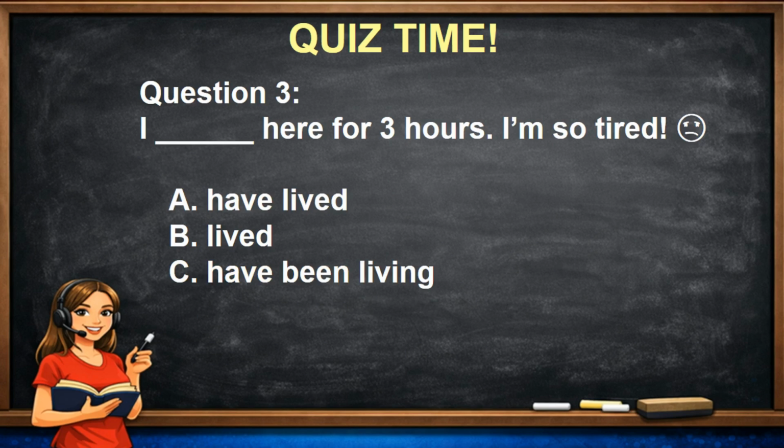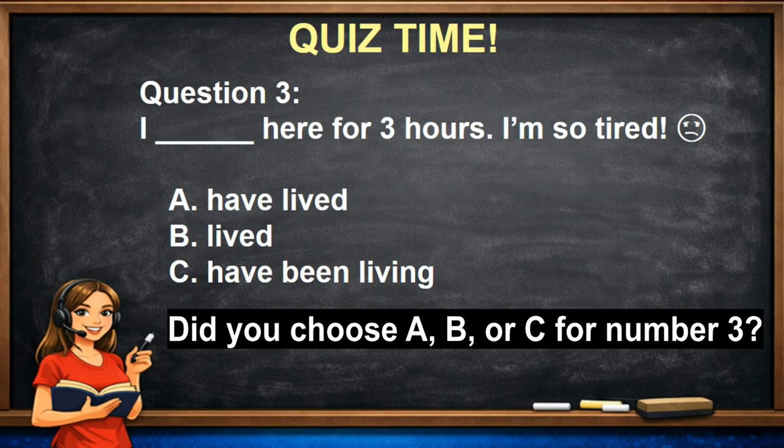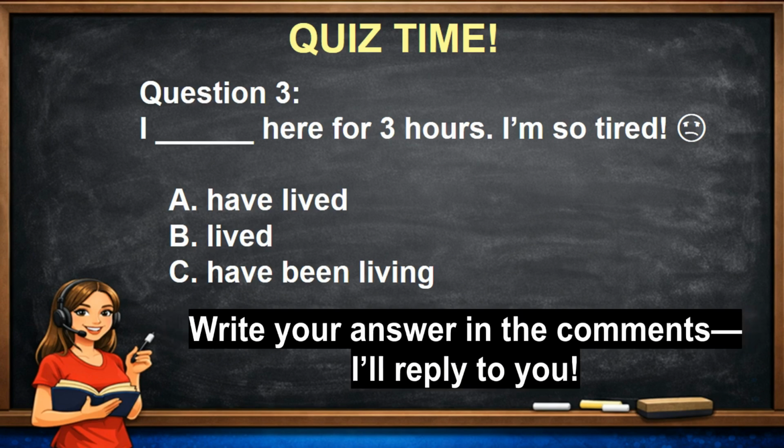Question 3. I, here for 3 hours. I'm so tired. A, have lived. B, lived. C, have been living. What's your answer? Comment below. Did you choose A, B, or C for number 3? Write your answer in the comments.